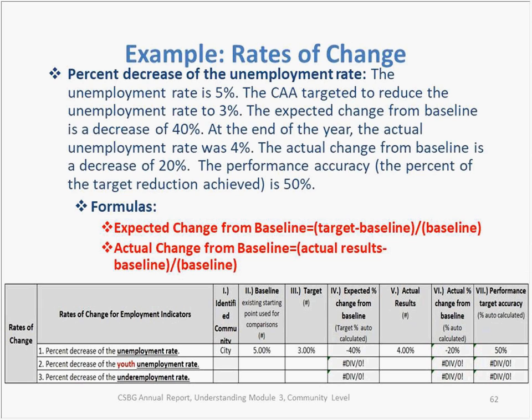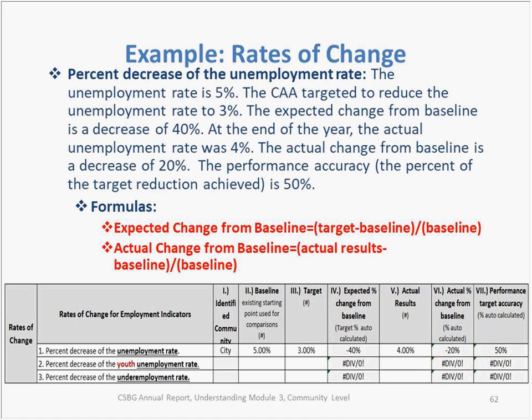With the rates of change, the example is also using employment indicators. We're looking at the percent decrease of the unemployment rate. The unemployment rate in this particular community, which happens to be a city, is 5%. The community action agency targets that they're going to reduce that unemployment rate to 3%. That will auto-populate, that's the expected change from baseline. You can see the formula is the first red bullet point for column 4. So in this example, the expected change from the baseline is a 40% decrease. The community action agency is anticipating that they're going to decrease the unemployment rate by 40%.